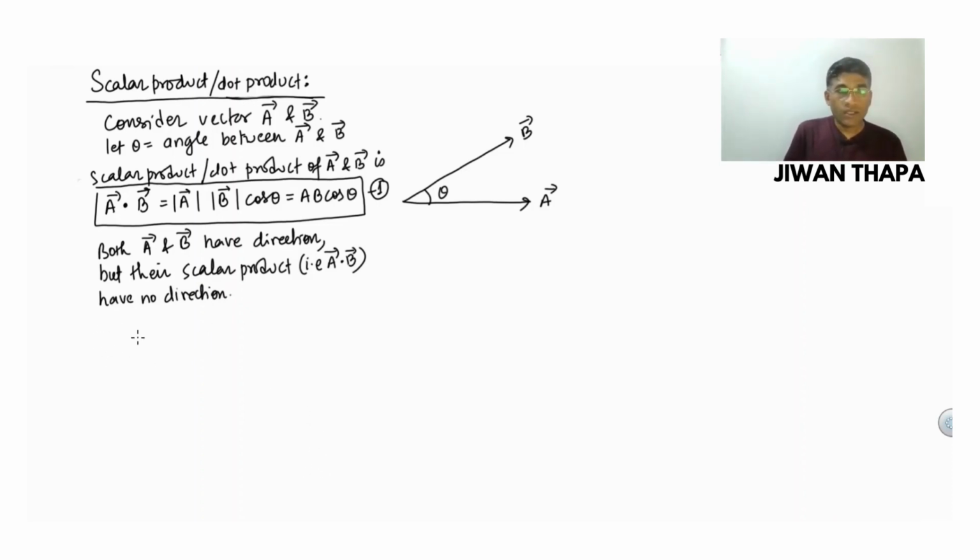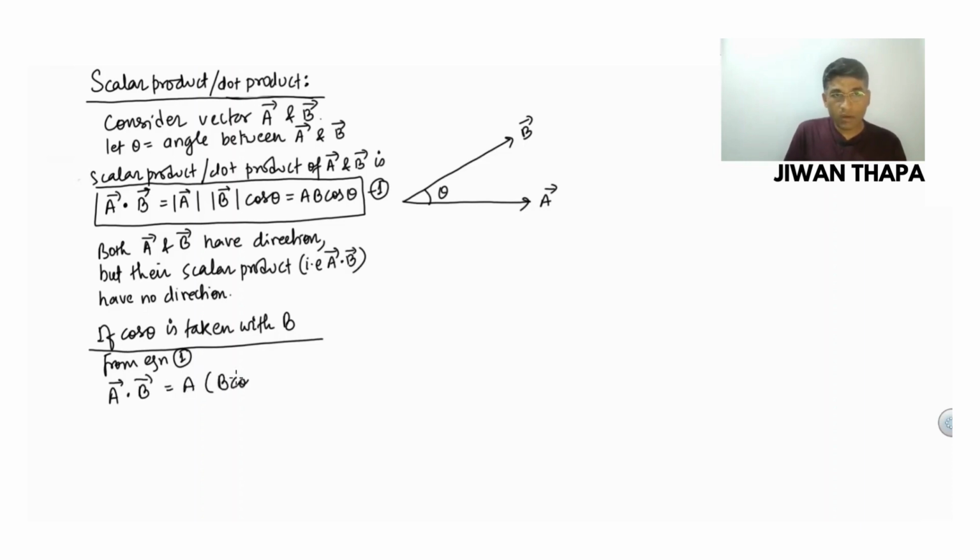Now let us consider this case. If cos theta is taken with B, then equation 1 can be rewritten in this way. We have A and bracket B cos theta. Let us call it equation 2.